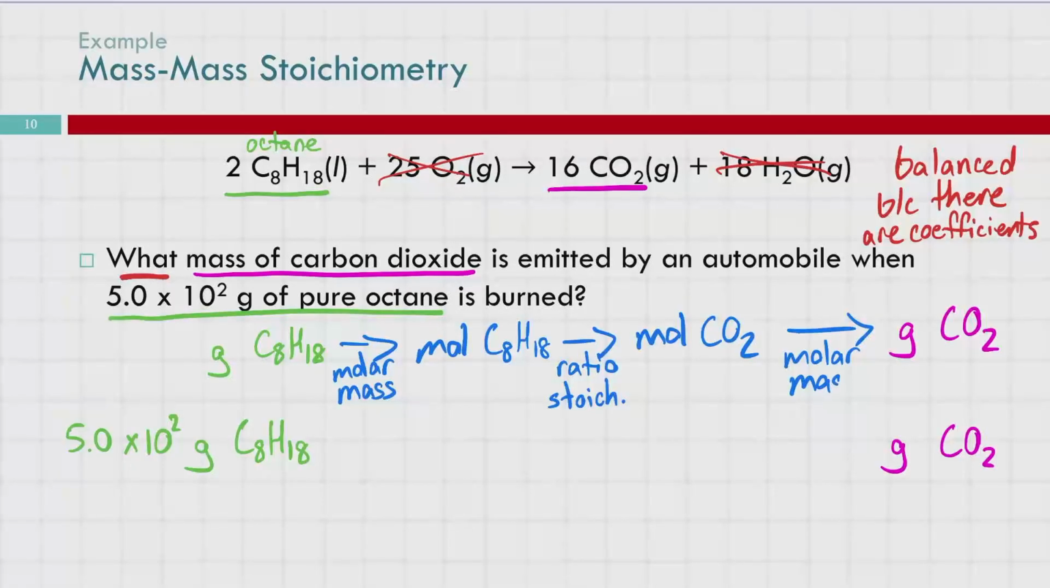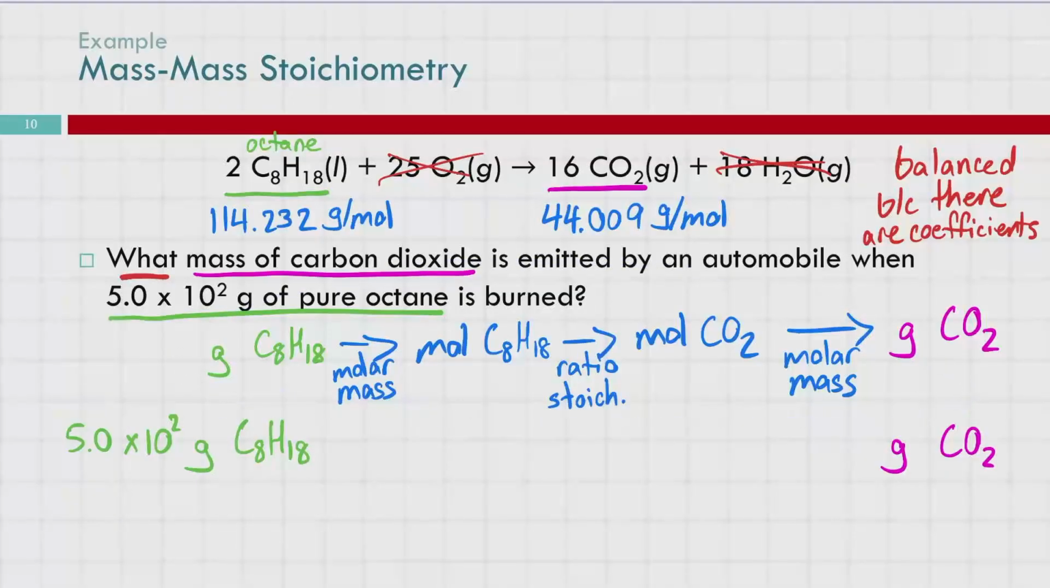Also, I was wrong about the molar mass of octane. It's 114. And CO2 is 44 and some change, grams per mole. So this is what our solution map is going to look like.